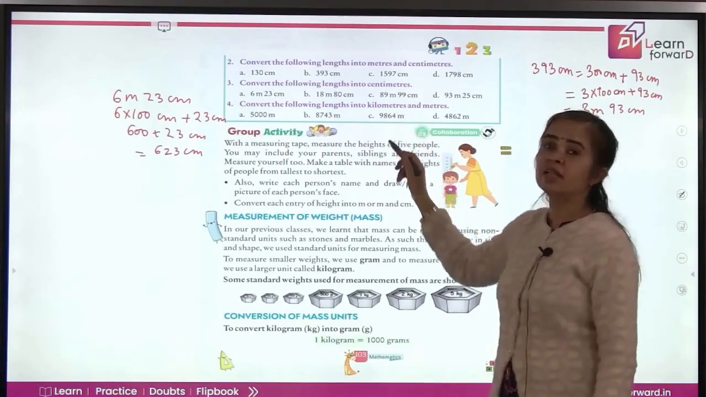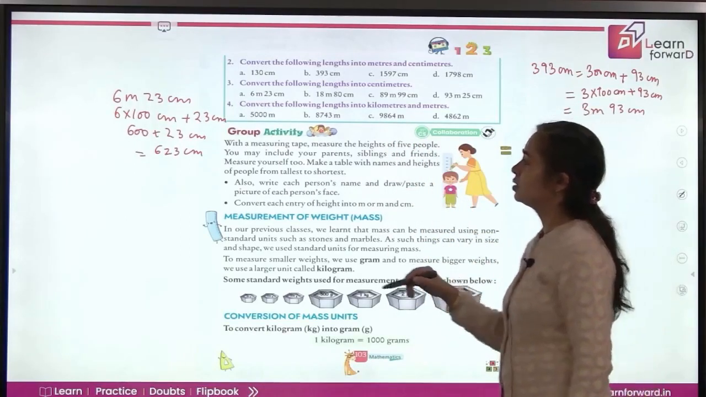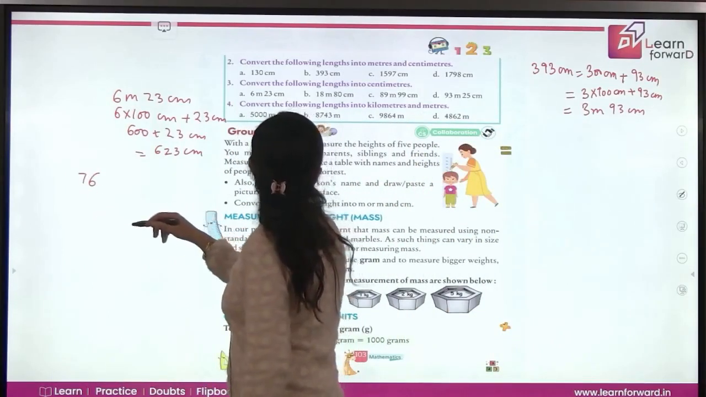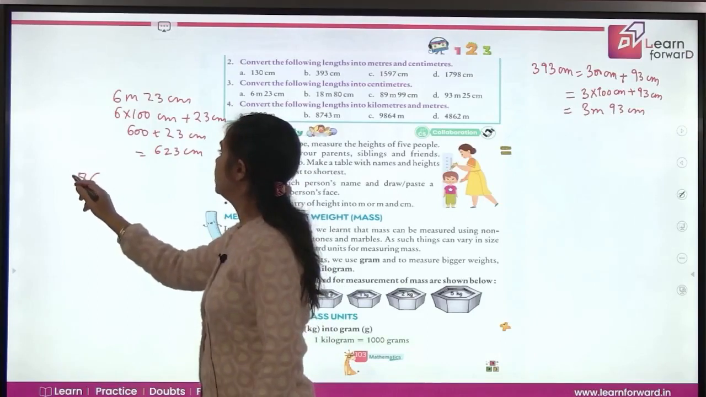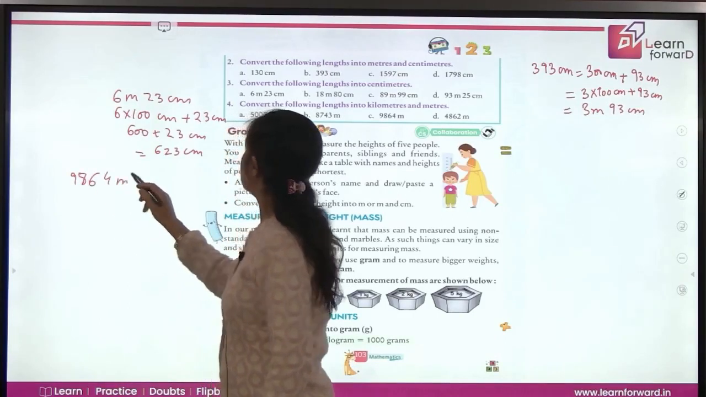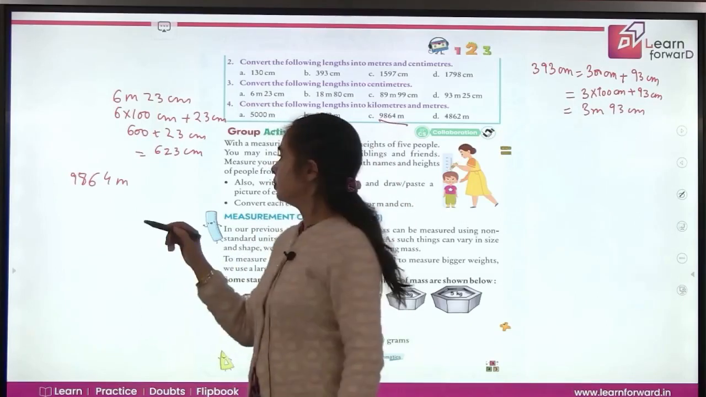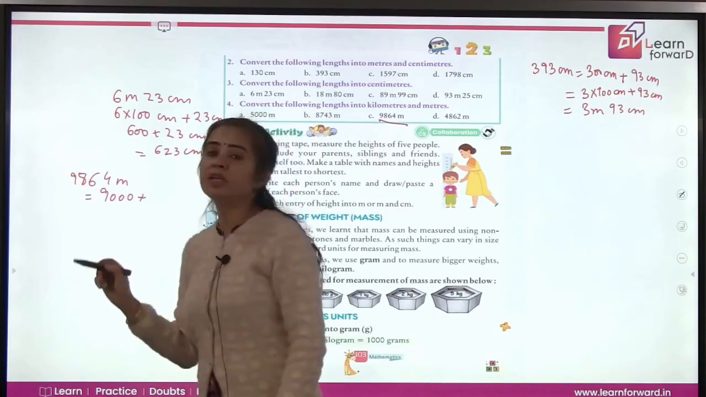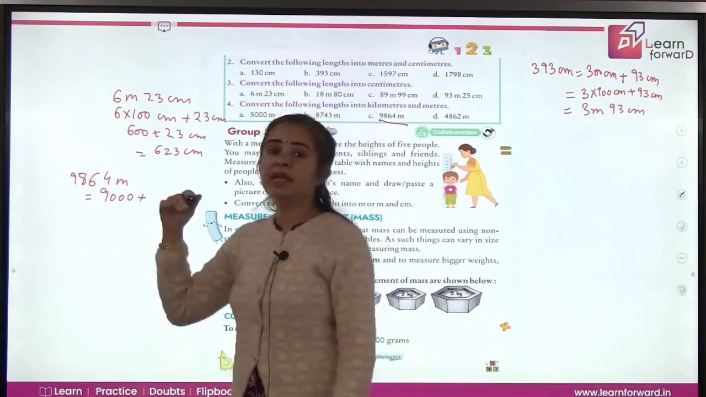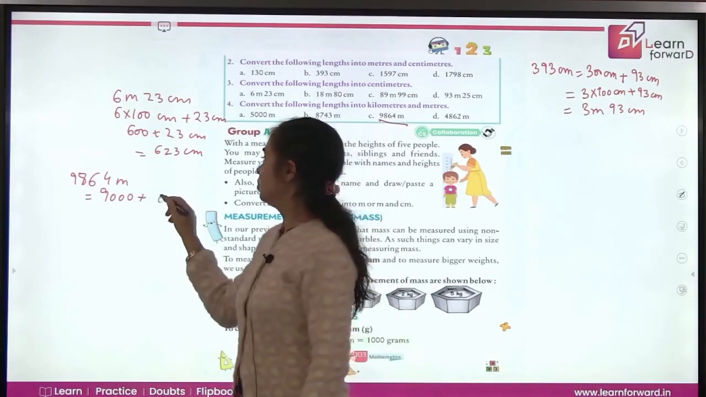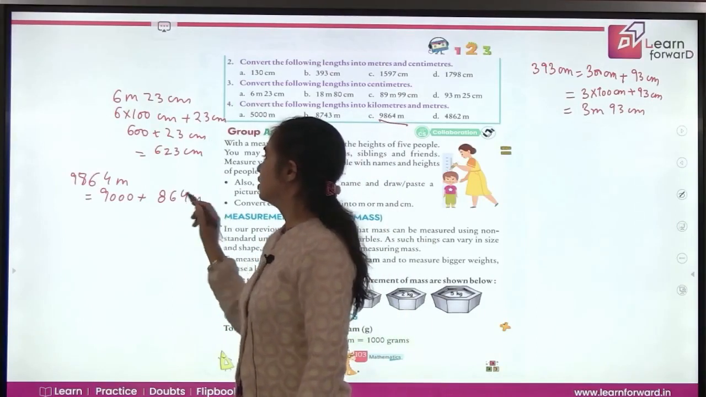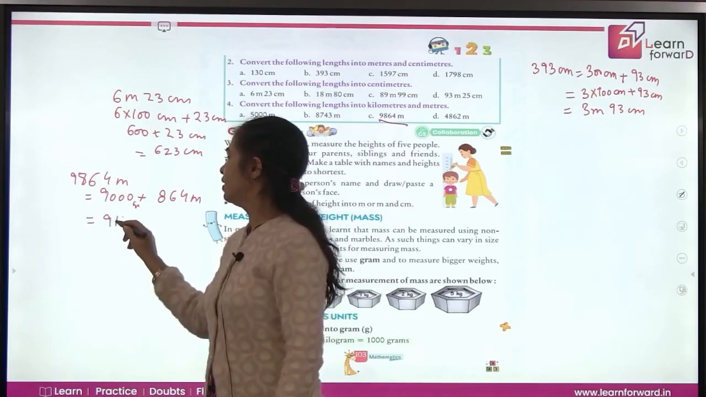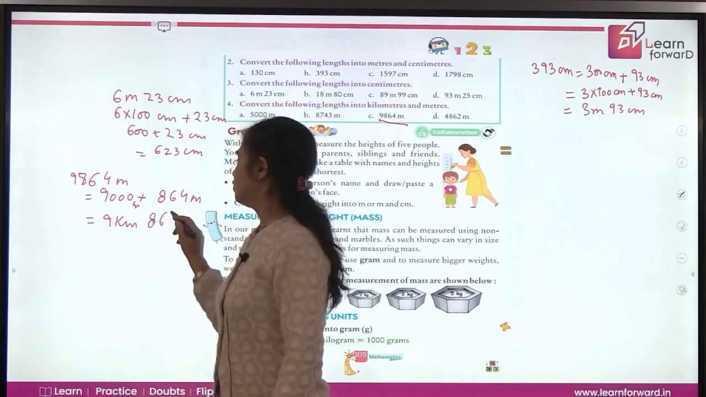Similarly, in the next question, you will be changing into kilometers and meters. So if you have 9,864 meters, we'll break this. Let's break 9,000 because the relation between kilometers and meters is 1000. So we break it like 9,000 and the remaining number 864 meters. So 9,000 meters is how many kilometers? Good. This is equal to 9 kilometers, 864 meters.